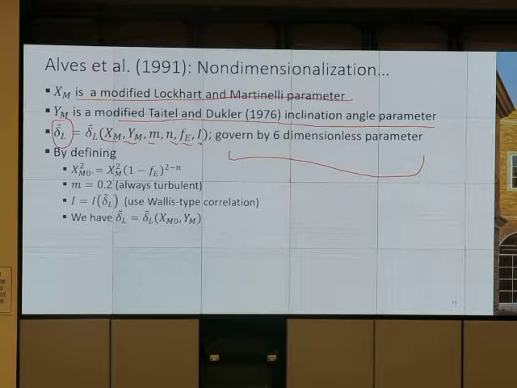And you may define more to simplify it, to remove FE. Instead of xm, you define xm0 to be xm squared multiplied by that term. So you kind of absorb this term into the dimensionless form. M is always 0.2, gas core always turbulent. So you have just 2 parameters. Thickness is a function of xm0 and ym, but it already includes fe.